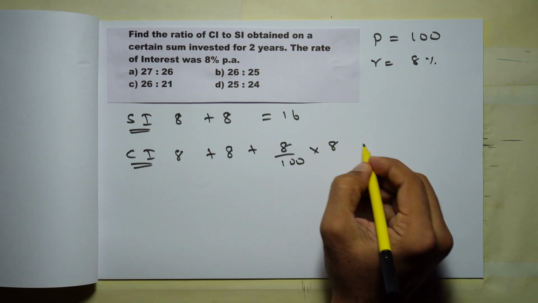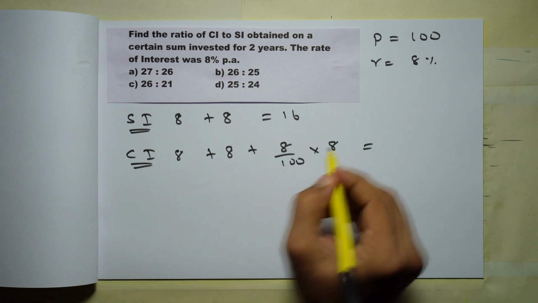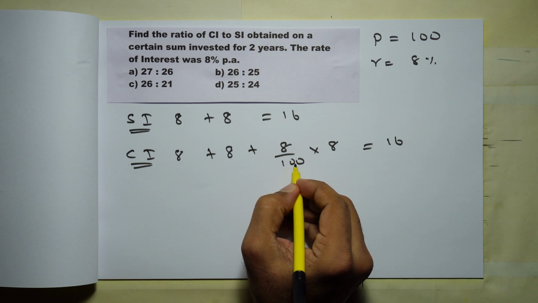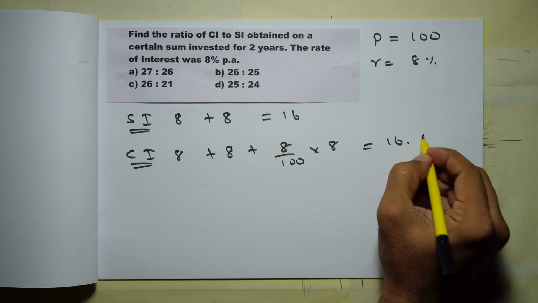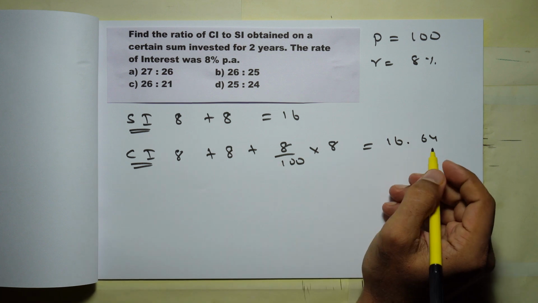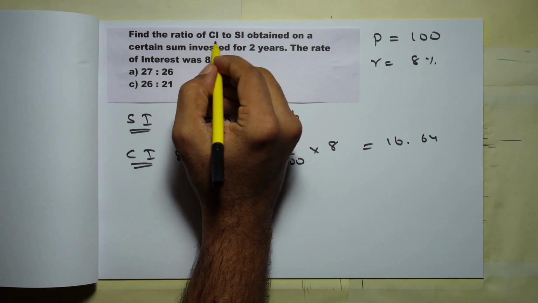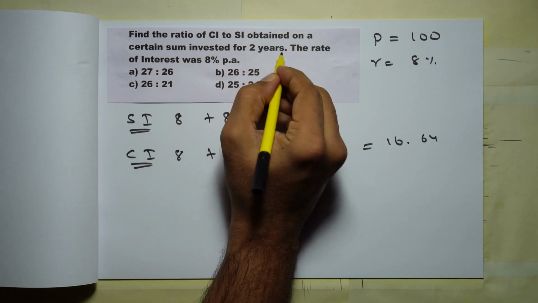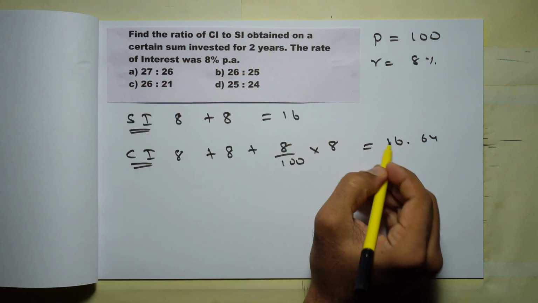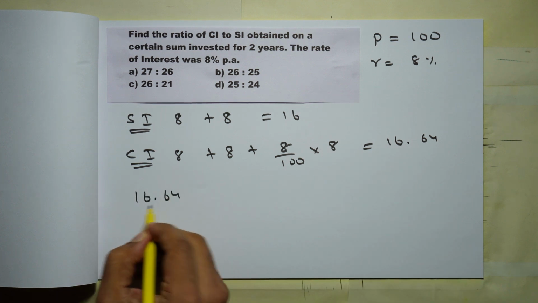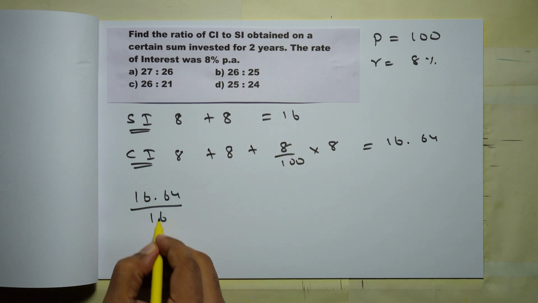So we'll just calculate this. 8 plus 8 is 16, and this is 8 into 8 is 64. By 100 is 0.64. So 16.64. That will be the compound interest for 2 years. Now find the ratio of compound interest to simple interest for a sum invested for 2 years. So this ratio is what we need to find out. Compound interest, we have got it as 16.64, is to simple interest 16.